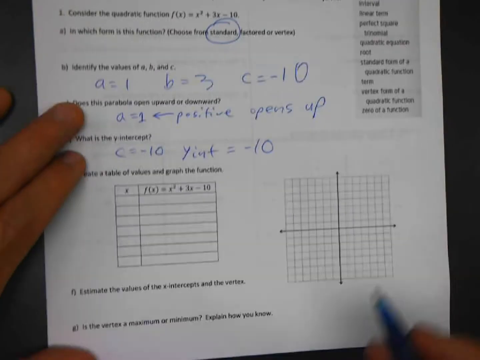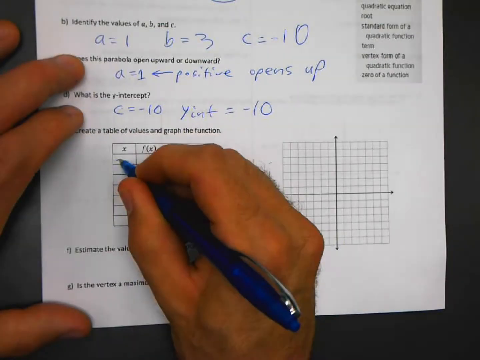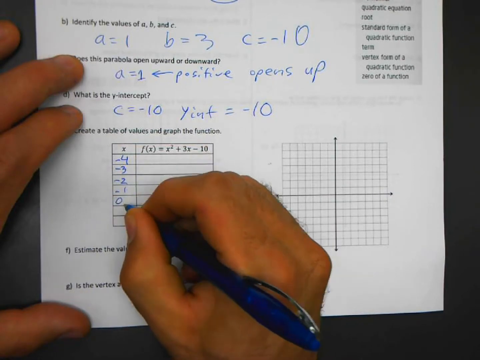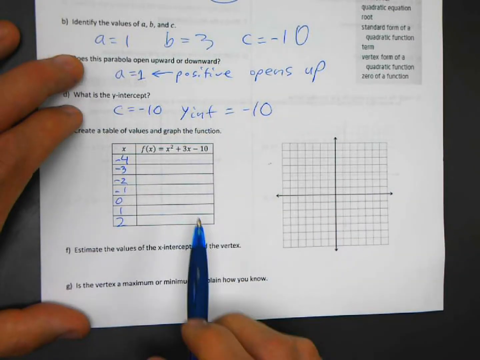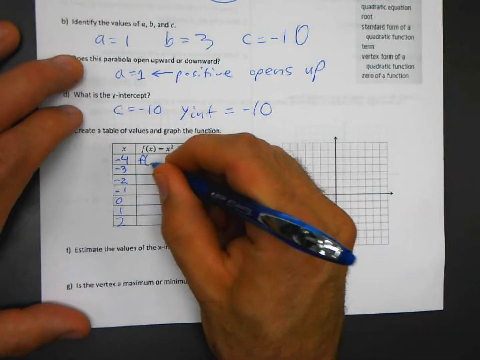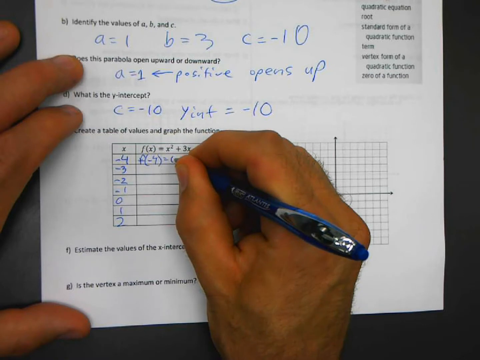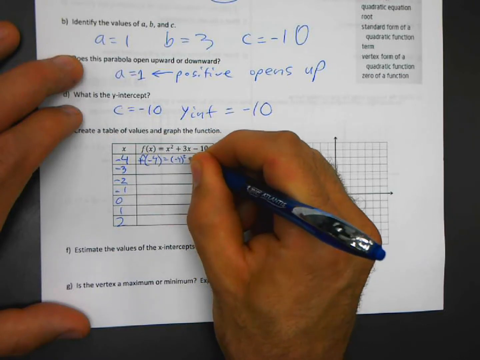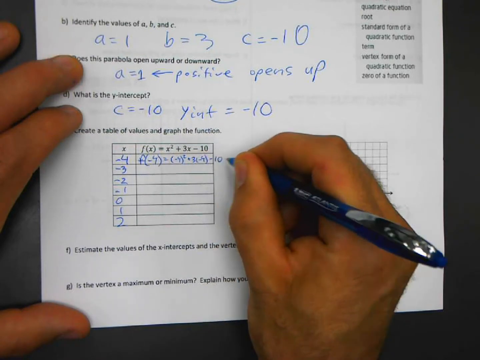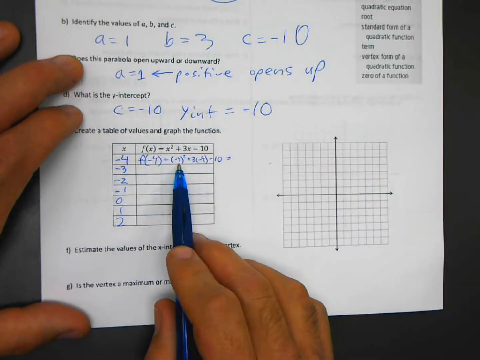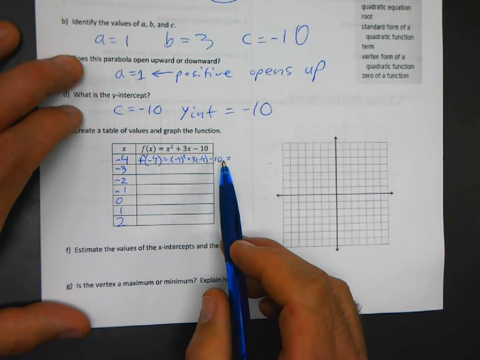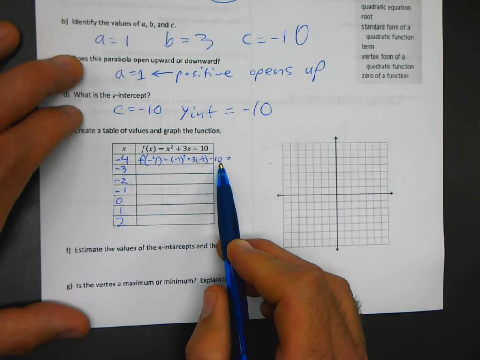Okay, so normally you'd be given the x values. We're going to start at negative 4, negative 3, negative 2, negative 1, 0, 1, 2. When we put negative 4 in, it's going to be f of negative 4 equals negative 4 squared plus 3 by negative 4 minus 10, and that's equal to 16 minus 12 is 4, minus 10 is negative 6.